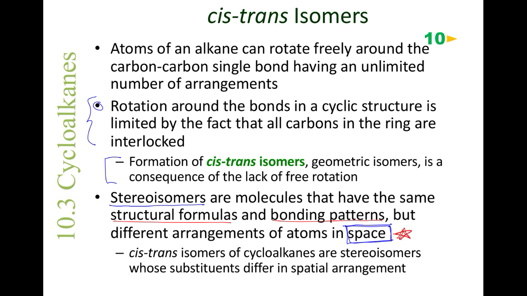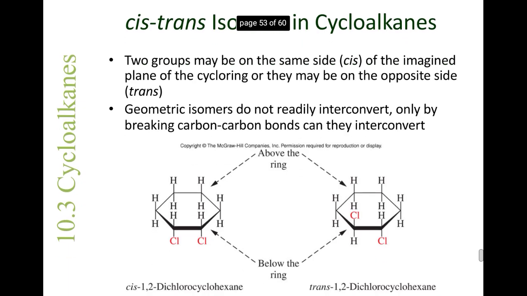And if you're wondering how that works, we're going to take a look here. It says the cis and trans isomers of cycloalkanes are stereoisomers. So when we see cis and trans isomers on cycloalkanes, they qualify as stereoisomers whose substituents differ in spatial arrangement. Notice that it's not the word space, but now we're using the word spatial. That word is going to be key in understanding what stereoisomers are. So let's take a look here at cis-trans isomers.